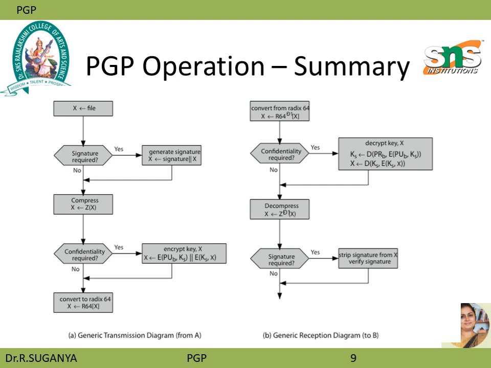Next is the generic reception diagram. Here we have conversion from radix-64. Just as encryption and decryption work, the same way it takes place here. We take up the radix-64 message, then check whether confidentiality is needed, and we decrypt that particular message, and then we decompress. There we have compressing and here we are decompressing, and then we check whether a signature is required. If yes, then we strip the signature and verify that particular signature. So this is the generic transmission diagram and generic reception diagram.